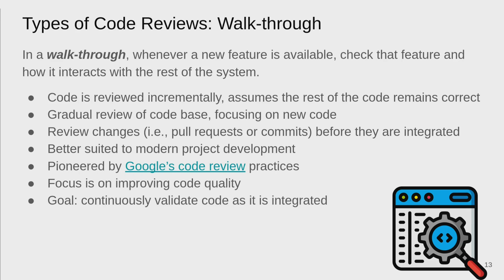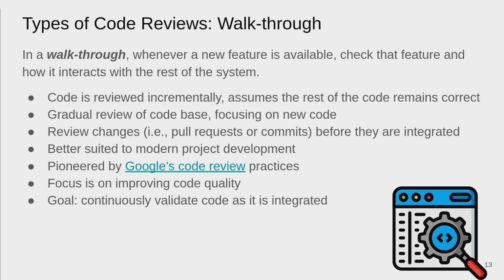Code is reviewed incrementally whenever a new feature becomes available, and it assumes that the rest of the code is correct, or at least remains correct, somewhat. It allows gradual review of the code base, focusing on new code that is being added. So this allows, for example, to review changes such as pull requests or commits before they are being integrated into the code base.